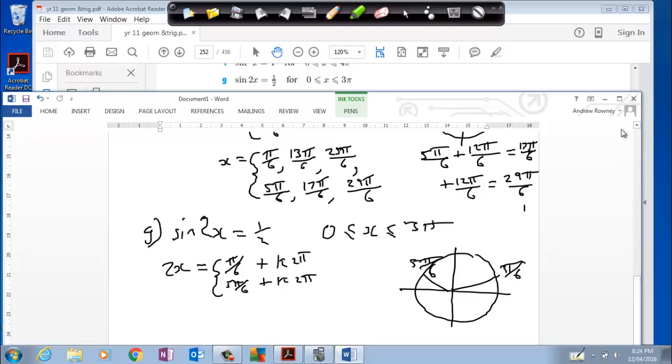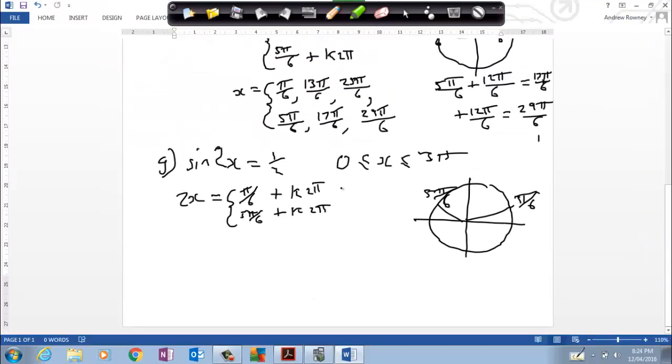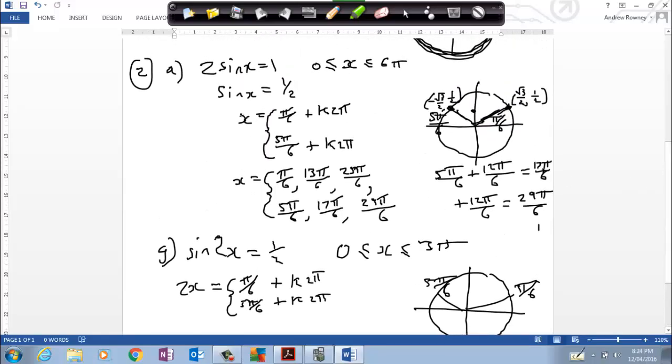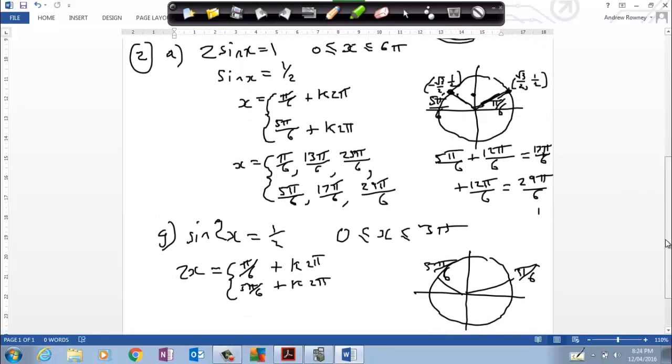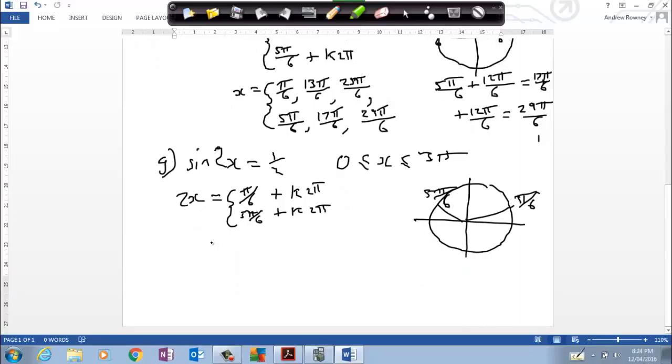But this time we have the 2x being equal to that, whereas before it was x being equal to that, because 2x is the angle. So we want to get x, so the next thing to do is divide both sides by 2. So if we divide that by 2, instead of pi on 6, it's going to be pi on 12. If you divide that by 2, the bottom gets bigger, and this one will be 5 pi on 12. But we also have to divide the k 2 pi by 2, so that's going to become plus k pi, and this is plus k pi.